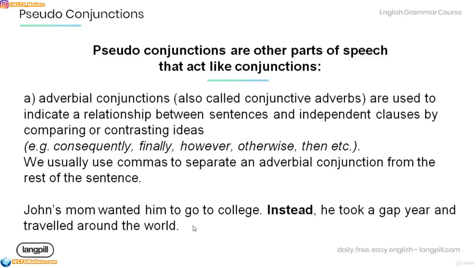John's mom wanted him to go to college. Instead, he took a gap year and traveled around the world. Now, the adverbial conjunction instead in the sentence is used to indicate the relationship between the first sentence and the second, contrasting what John's mom wanted him to do and what John actually did.